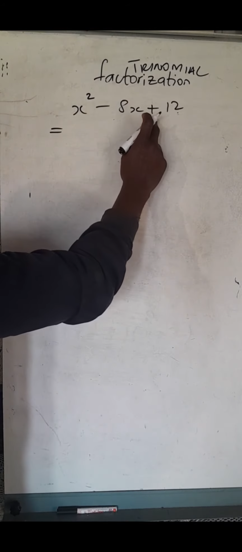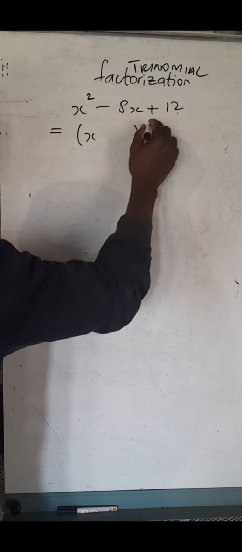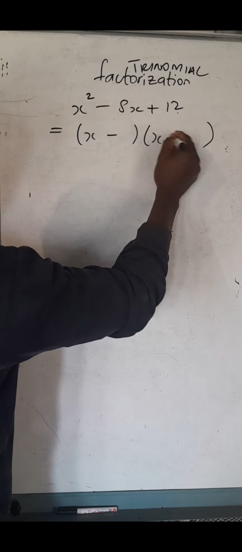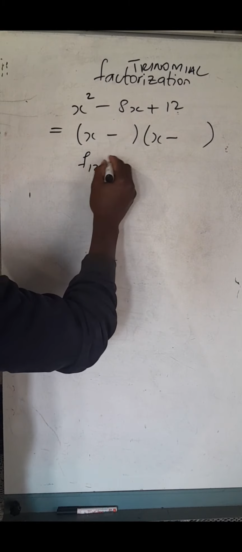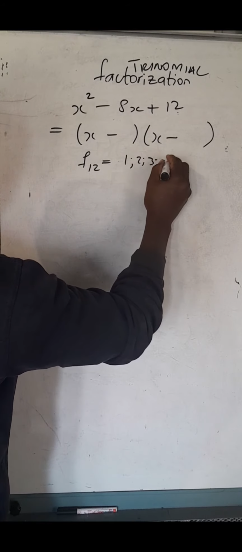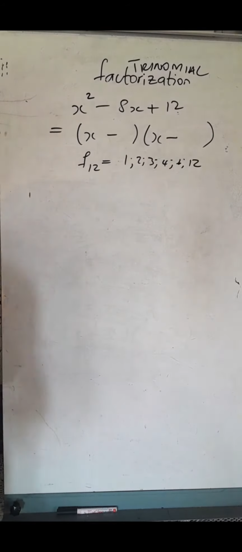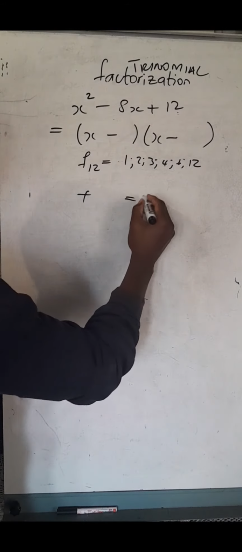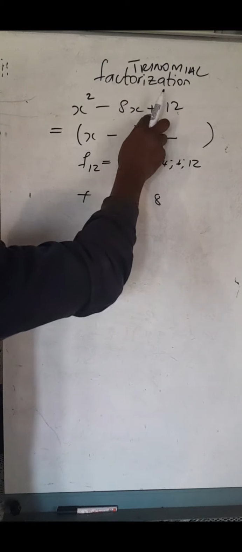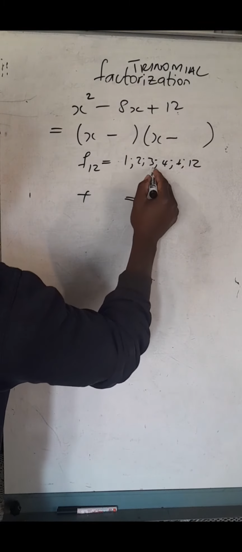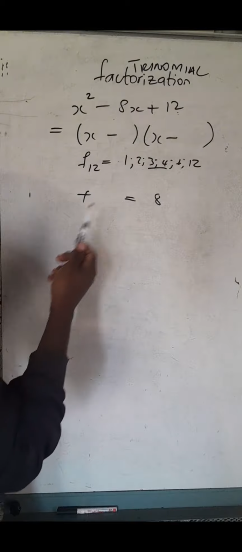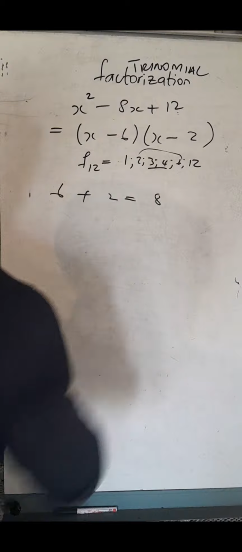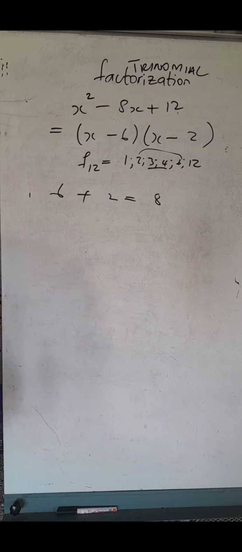Right, this is a positive, so what we're going to have in the brackets is signs that look the same, but it must be the sign of the middle term. Then we take factors of 12, which are 1, 2, 3, 4, 6, and 12. Now we're going to look for a pair, and this pair, when we add them, they must give us an 8. So 3 and 4 is a pair, but when you add them, they're going to give you a 7. 6 and 2, when you add them, they're going to give you an 8. So I'm okay with 6 and 2.